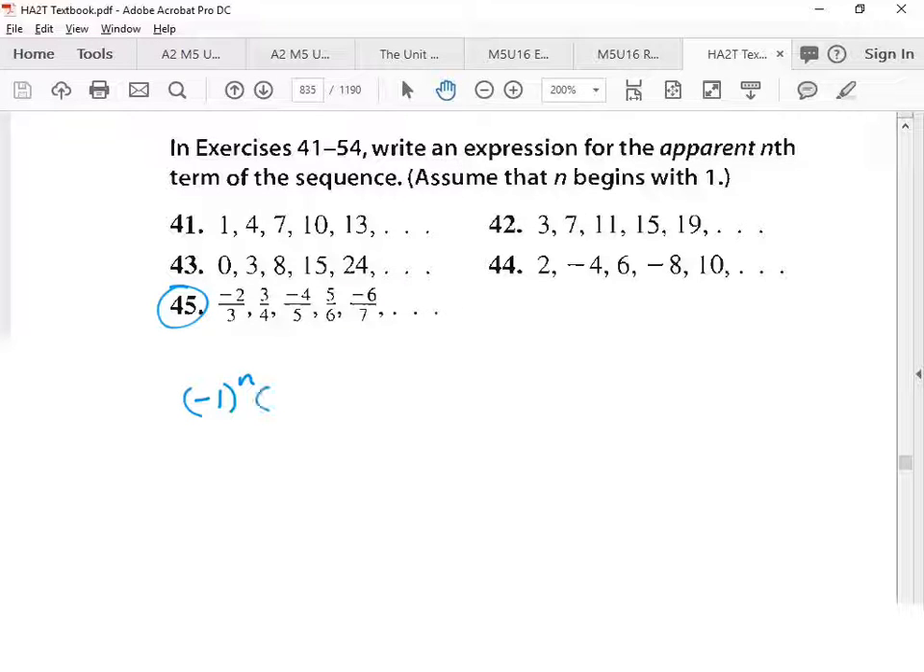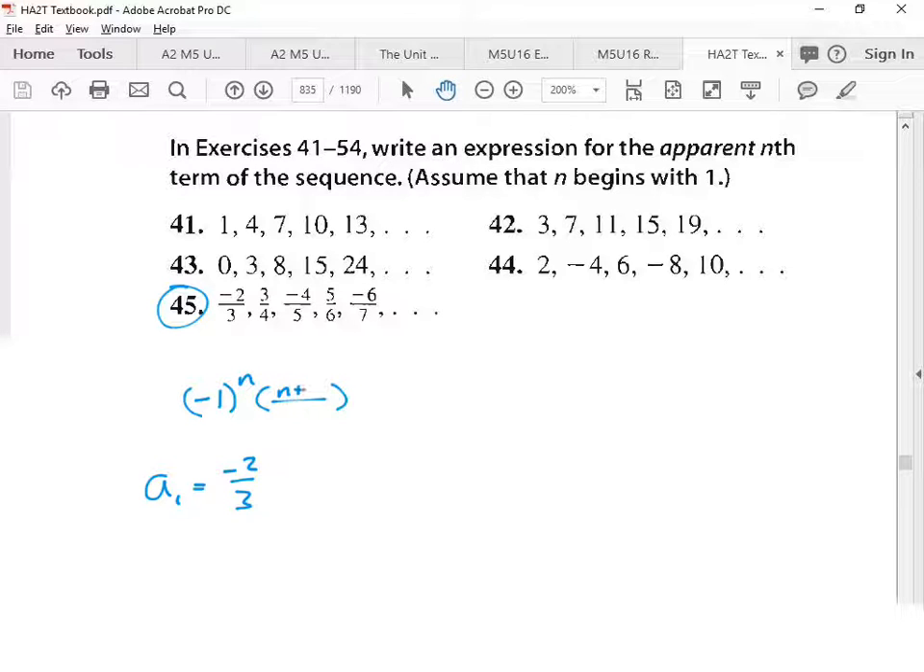Okay, so there's another part to this rule, so I can actually get a function. We know that a sub 1 equals -2/3. So we don't have to worry about this negative. We already took care of it. But how would we get 2 and how would we get 3 if n equals 1?